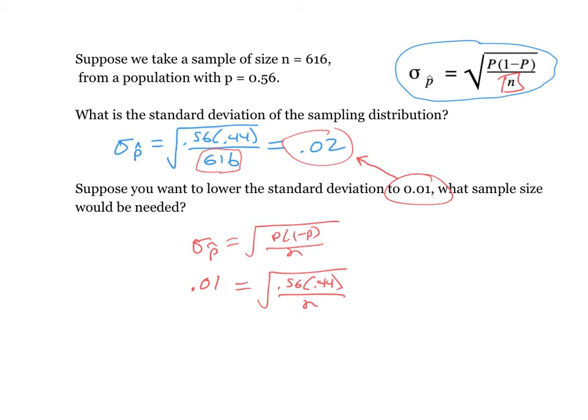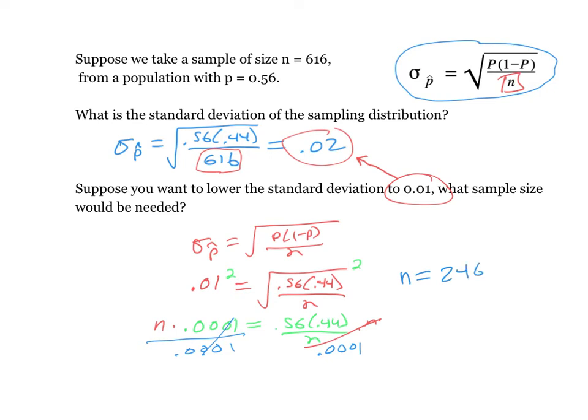So the first thing I would do is square both sides to get rid of the square root. And that gets me 0.0001 equals 0.56 times 0.44 over n. Then I could multiply both sides by n to get it in the numerator. And then I'm going to divide both sides by 0.0001 to get rid of it over here. So my final answer will be n is equal to 2464.